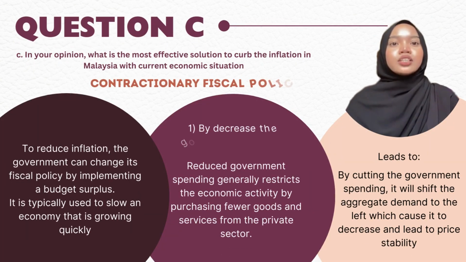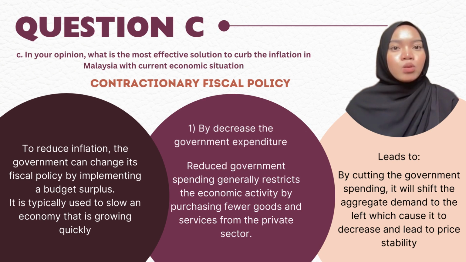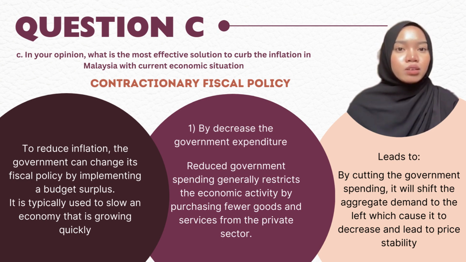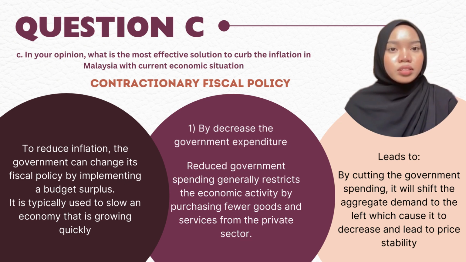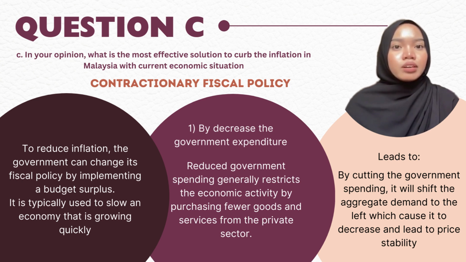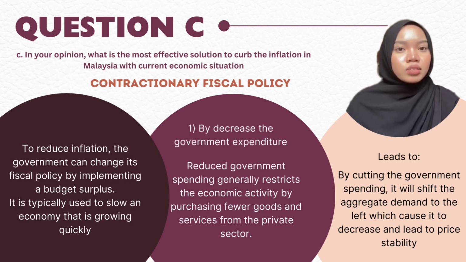The first one is by decreasing the government expenditure. Where the government reduces the government spending, it generally restricts the economic activity by purchasing fewer goods and services from the private sector. This will lead to the aggregate demand shift to the left, which causes it to decrease and lead to the long-term price stability. Less government expenditure on the projects means less money in the household pockets, fewer goods and services purchased, and so on, all of which is intended to curb the price inflation.